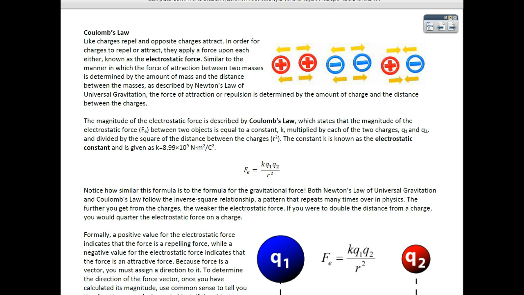Hey, this is Horner. We're going to look at the last part of the electrostatics notes, and we're going to talk a little bit about a law called Coulomb's law.